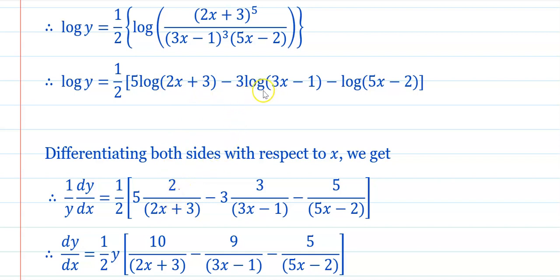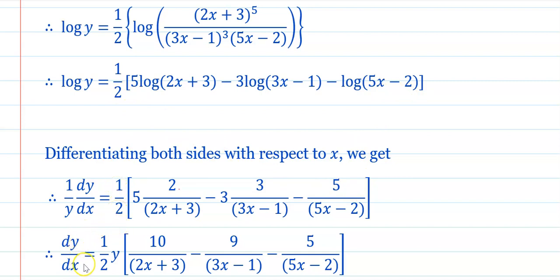Next, the derivative of log of (3x minus 1). It is again 1 upon (3x minus 1) into the derivative of (3x minus 1). 1 चा derivative 0 आणि 3x चा किती आला तर 3. Okay. Next, the derivative of log of (5x minus 2). It is again 1 upon (5x minus 2). Derivative of 5x is 5. Derivative of 2 is 0. Okay. या प्रकारे. Next इथे 1 upon 2 आहे.